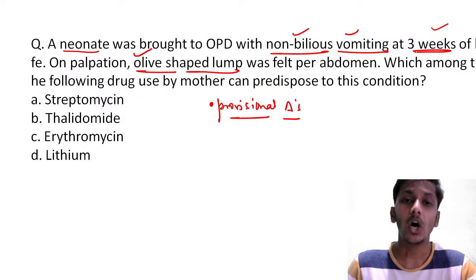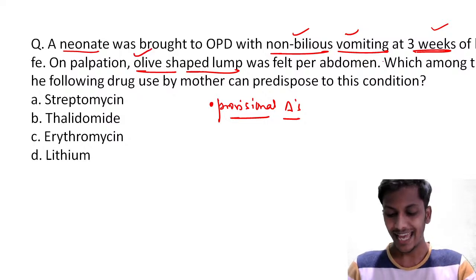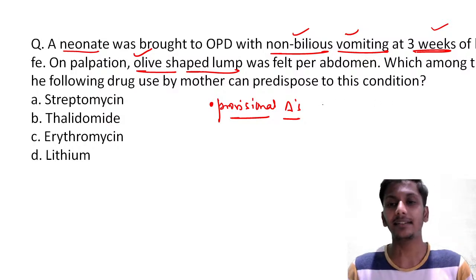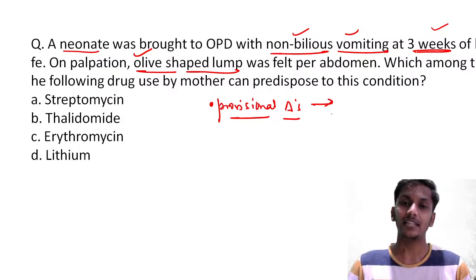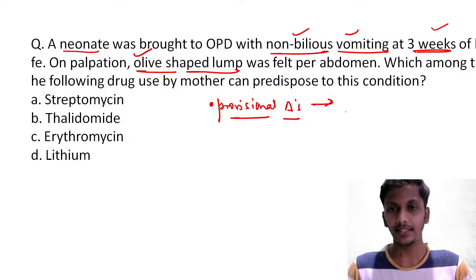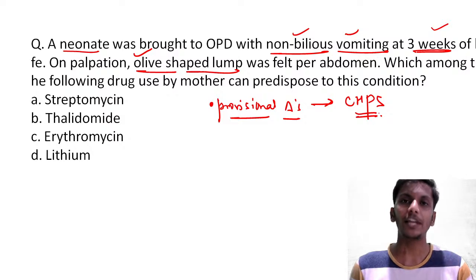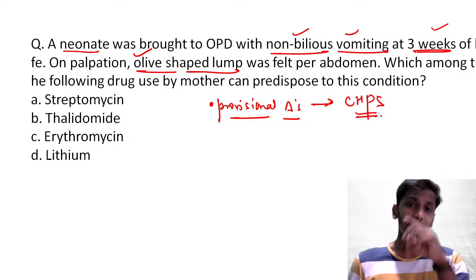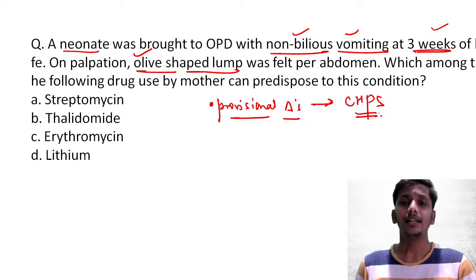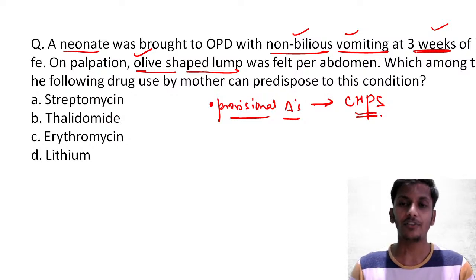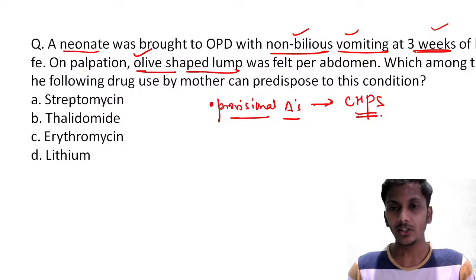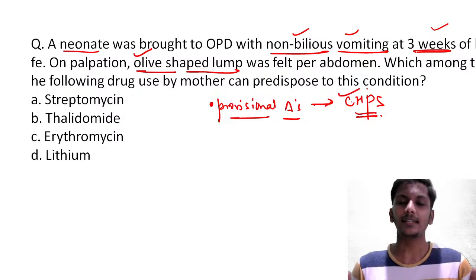On palpation, an olive-shaped lump was felt per abdomen, and this olive-shaped lump is characteristically seen in which surgical condition? Yes, very good, guys. It is characteristically seen in cases of CHPS, that is congenital hypertrophic pyloric stenosis. Okay, when the pyloric musculature is hypertrophied, and that causes narrowing of the pyloric canal, that is your CHPS, congenital hypertrophic pyloric stenosis. So these people are talking about congenital hypertrophic pyloric stenosis, and which of the following drugs can cause CHPS? Okay, so this is the actual question.